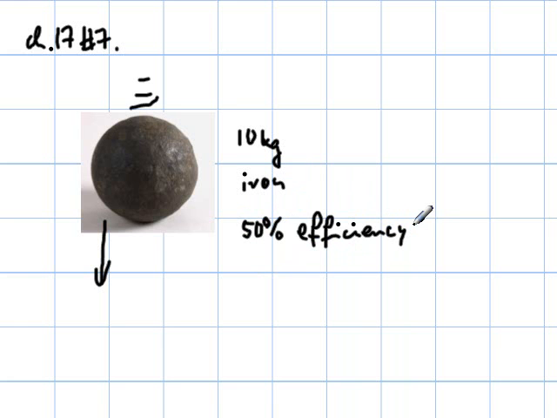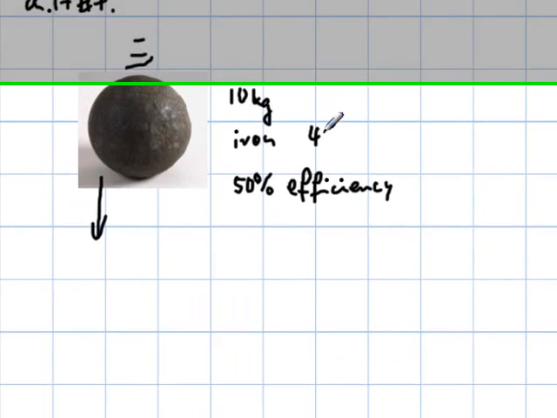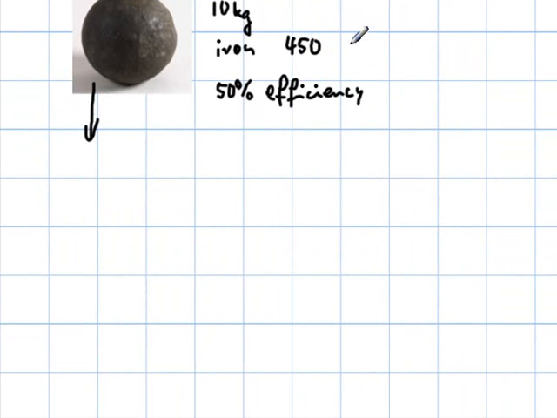Find the temperature increase of the ball, and the specific heat capacity of iron is given as 450 joules per kilogram and Celsius degree. That's equivalent to 0.11 calories per gram and Celsius degree. Why is the answer the same for a ball of any mass?